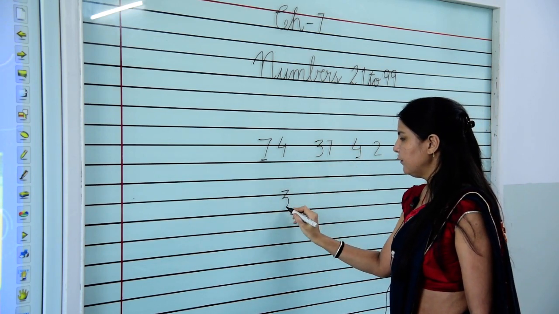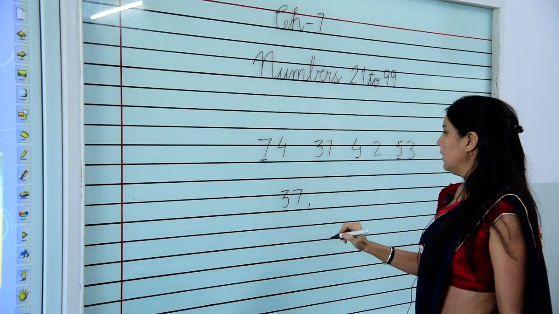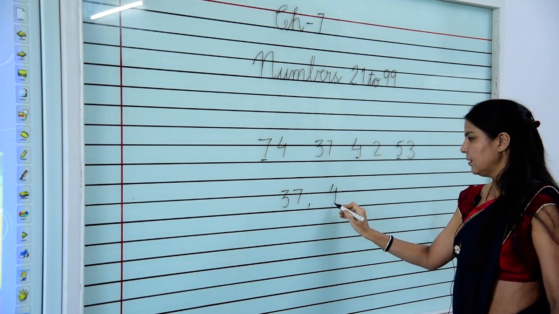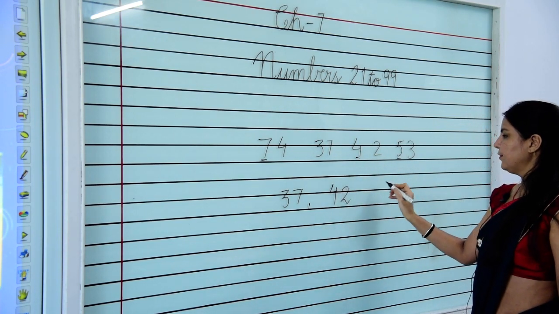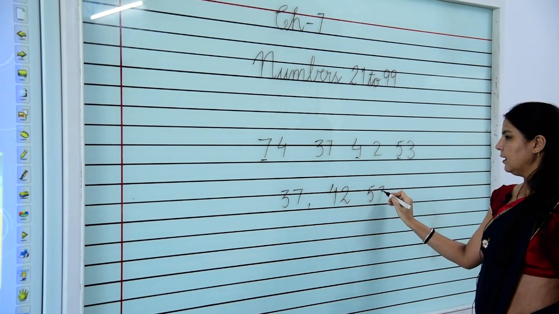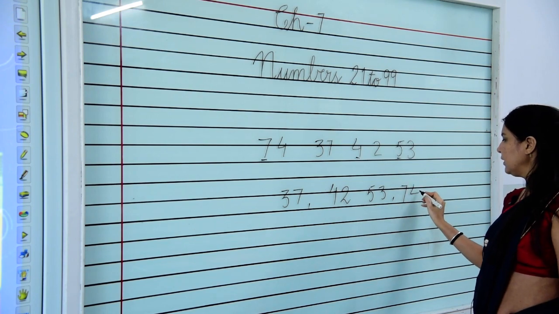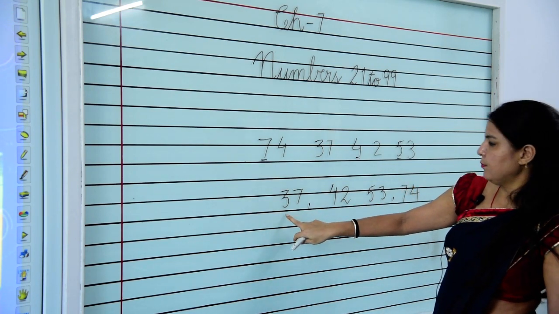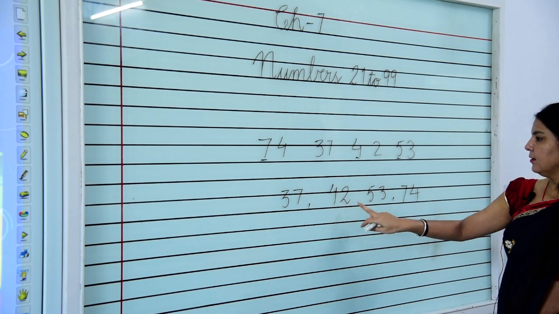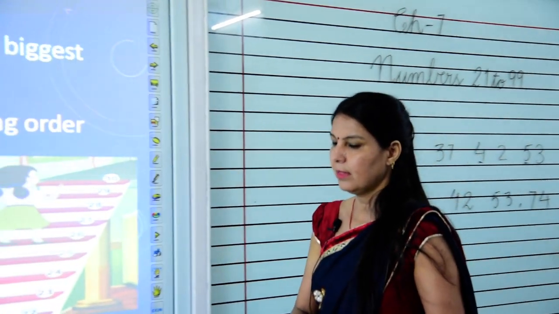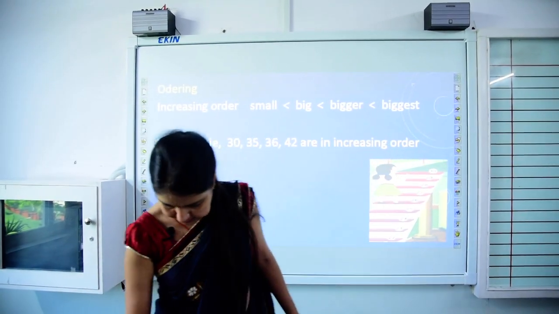So first of all, we will write 37. After 37, 42. After 42, 53. And after 53, the biggest number is 74. So these numbers are small, big, bigger and biggest. Clear everyone?